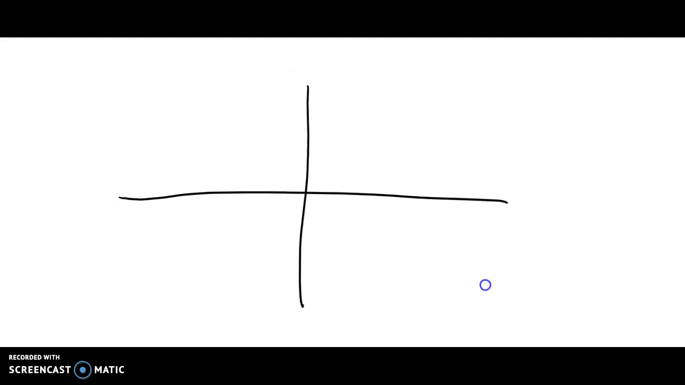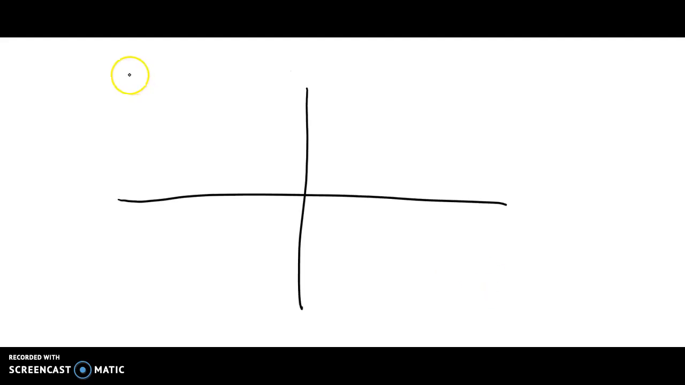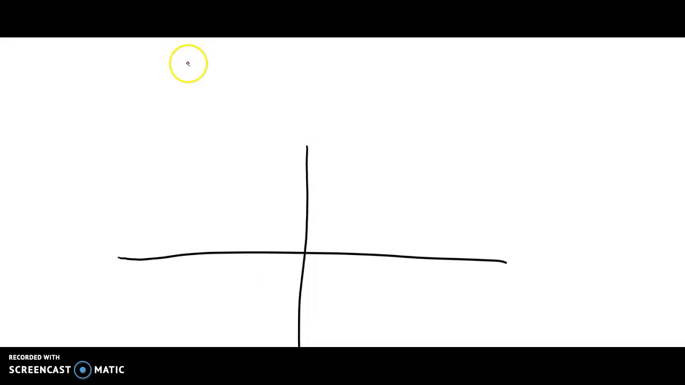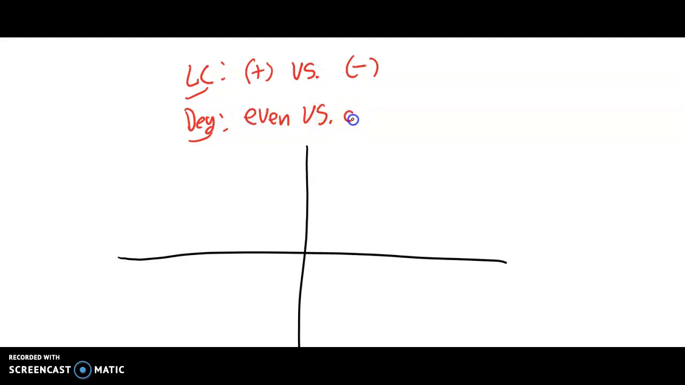Okay, so our first case. For leading coefficient, what we care about is positive versus negative. That's the only thing that makes a difference, not the number itself. For degree, we care about even versus odd. So all odd numbers have the same effect, and all even numbers have the same effect for degrees.